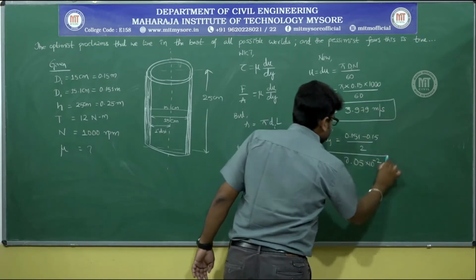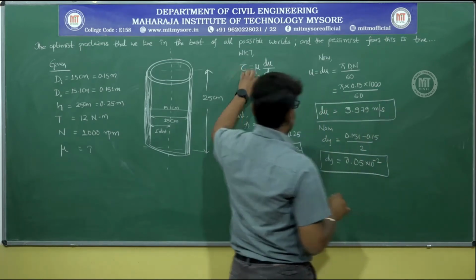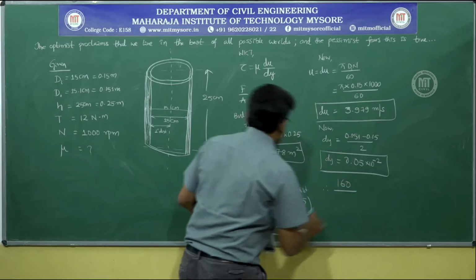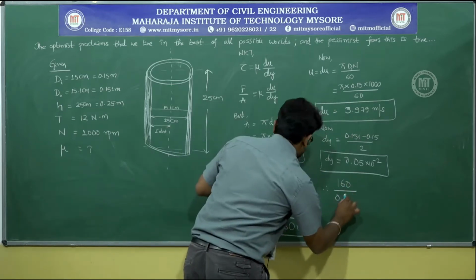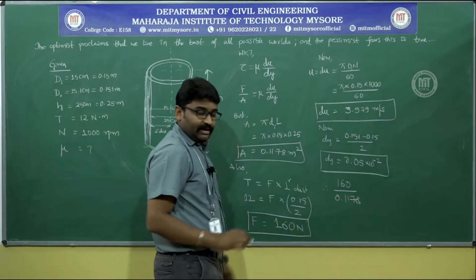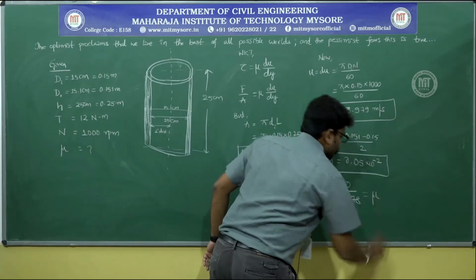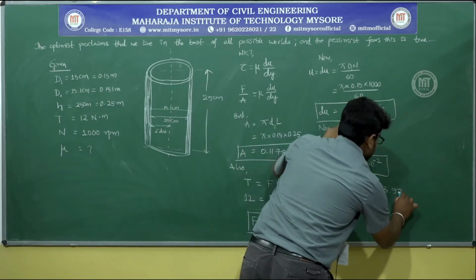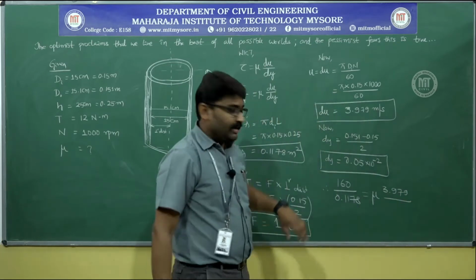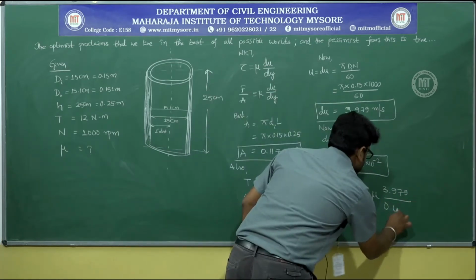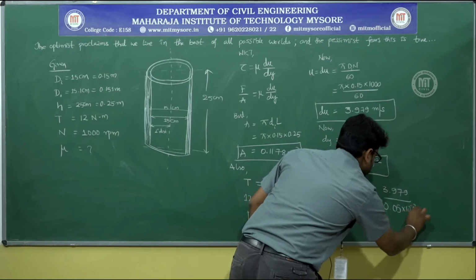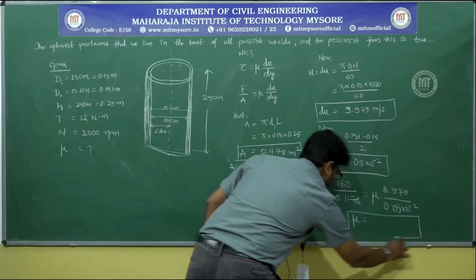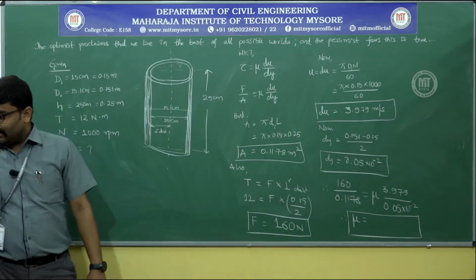Therefore, you will finally have the equation ready for mu. Therefore, F is 160 divided by area, 0.1178. This must be equal to mu into du by dy. Du is 3.979 divided by dy, which is 0.05 into 10 power minus 2. Only unknown here is mu. Solve for mu and the value will be in SI unit.